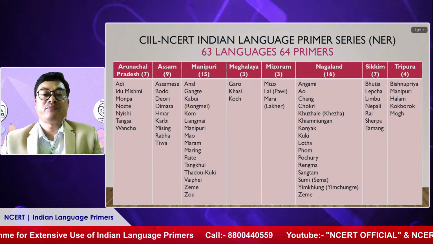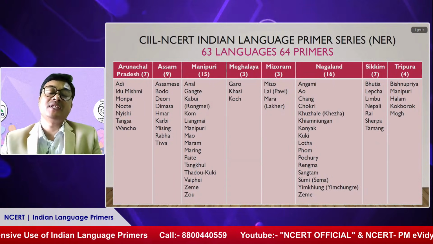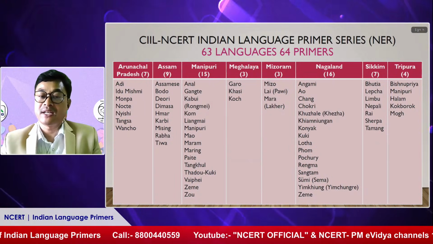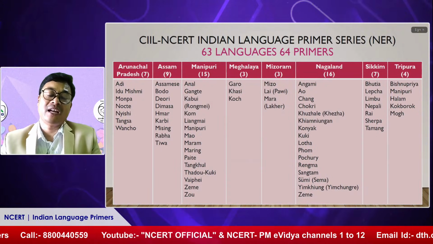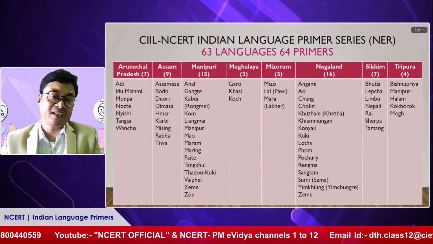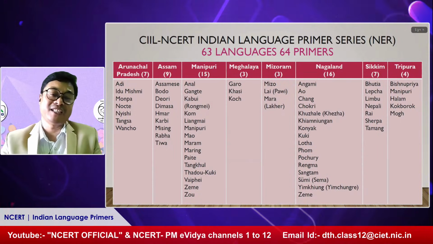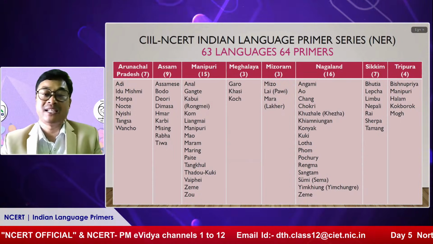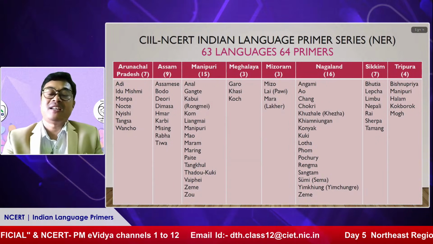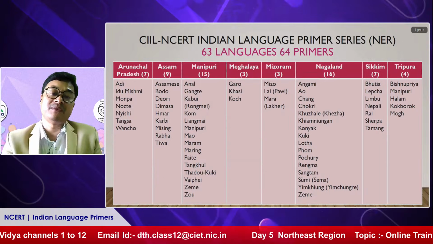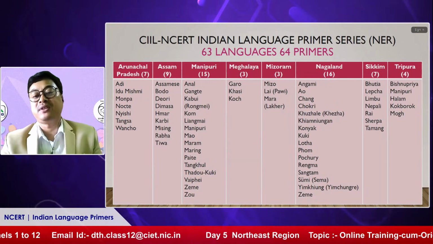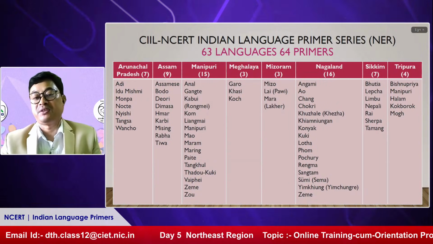And from Mizoram we have Mizo, Lai, which is recorded as Poi. Actually, Poi is not the name of their language accepted by them. They call themselves Lai. In case of Lakher also, Lakher is mentioned in Census of India 2011, but they call themselves Mara. So we use the terms used by them also.